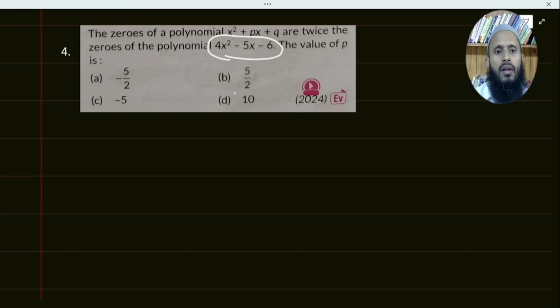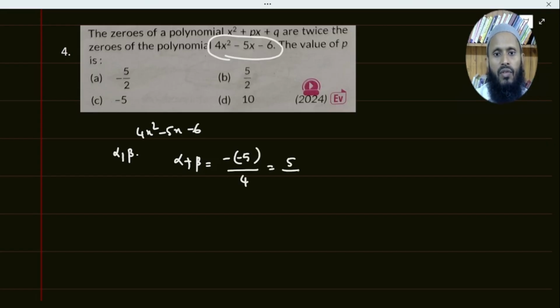The easy method will be first we can find out the sum of zeros of the given polynomial 4x square minus 5x minus 6. Here let alpha and beta be the zeros of this polynomial. Now we know alpha plus beta will be minus of minus 5, minus of coefficient of x divided by coefficient of x square, which is equal to 5 by 4. Now according to the question, zeros of the polynomial x square plus px plus q should be 2 alpha and 2 beta, isn't it? That is what they have mentioned in the question.